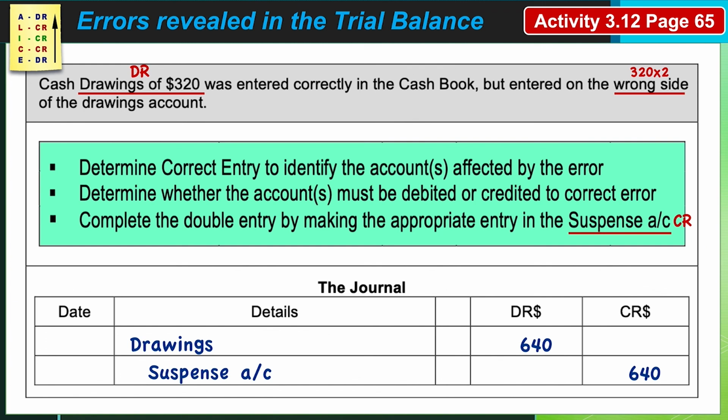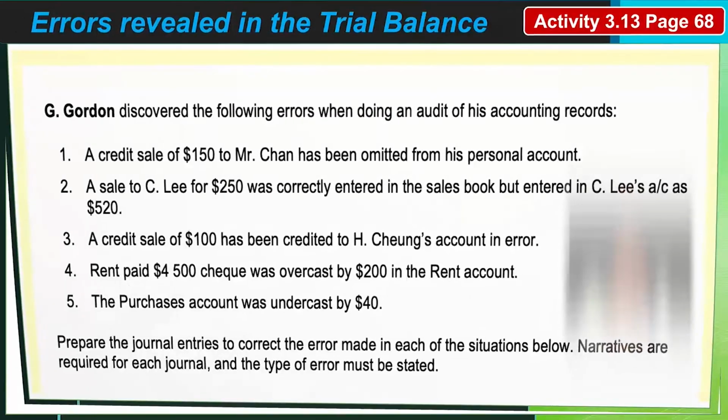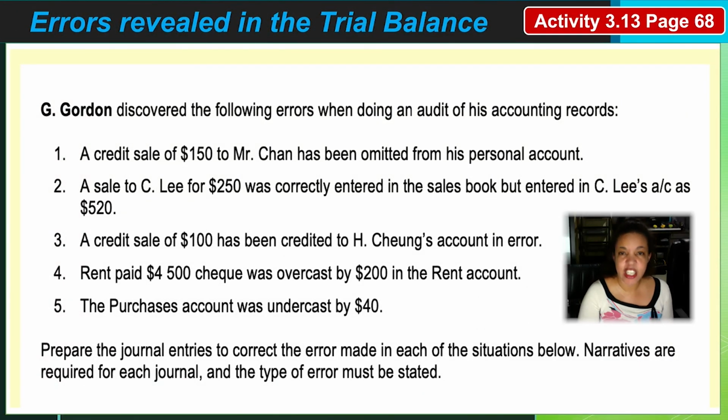Once again, you're going to go off and do the activity. Just remember all of these errors, every single one for this activity, are errors revealed in the trial balance, which means there must be a suspense account. Must. Nice and easy. We have not mixed up things as yet. So all the best with that one. Have fun with it.